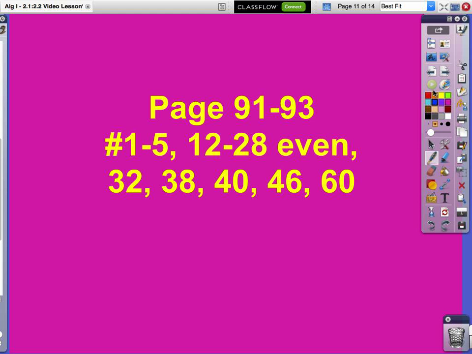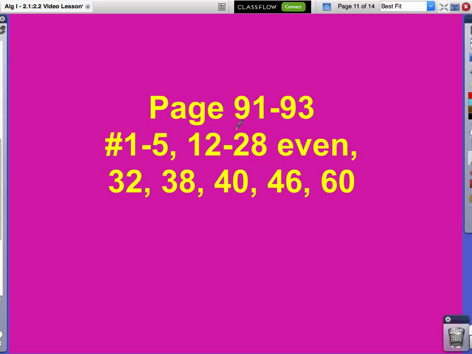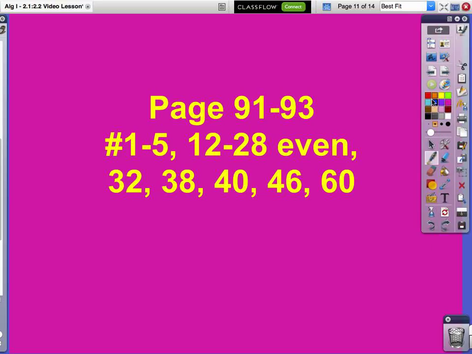Here's your assignment for today. This will be due Monday. We'll check through it. It goes through pages 91 to 93, numbers 1 through 5, all of them. 12 through 28, the evens in that section, and then 32, 38, 40, 46, and 60.